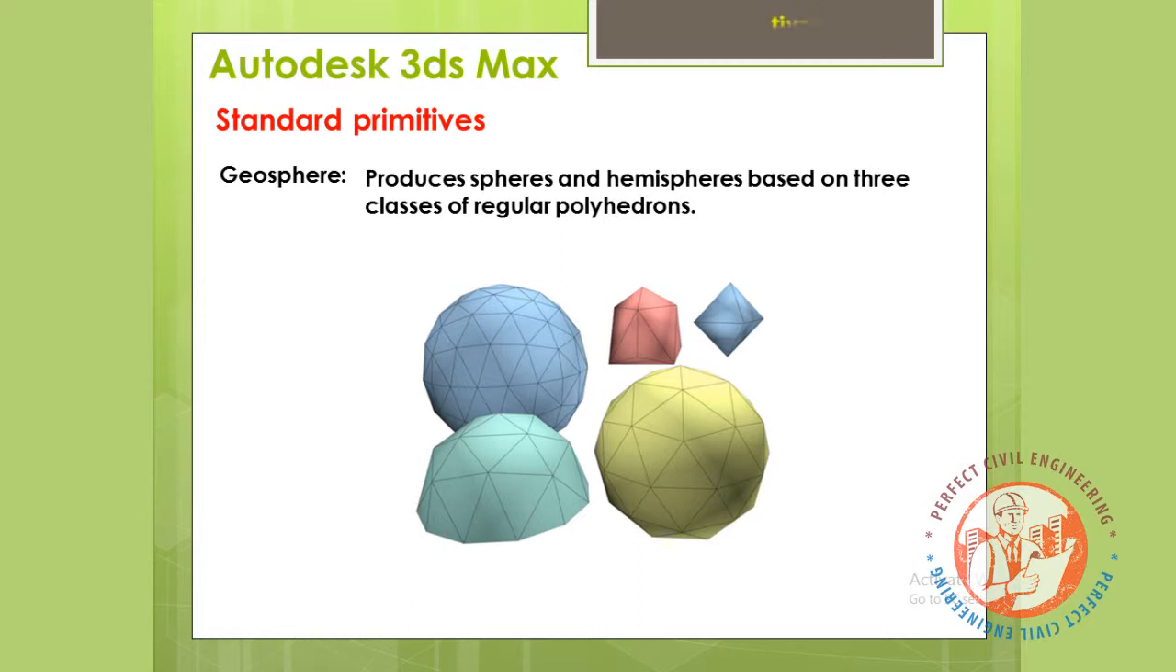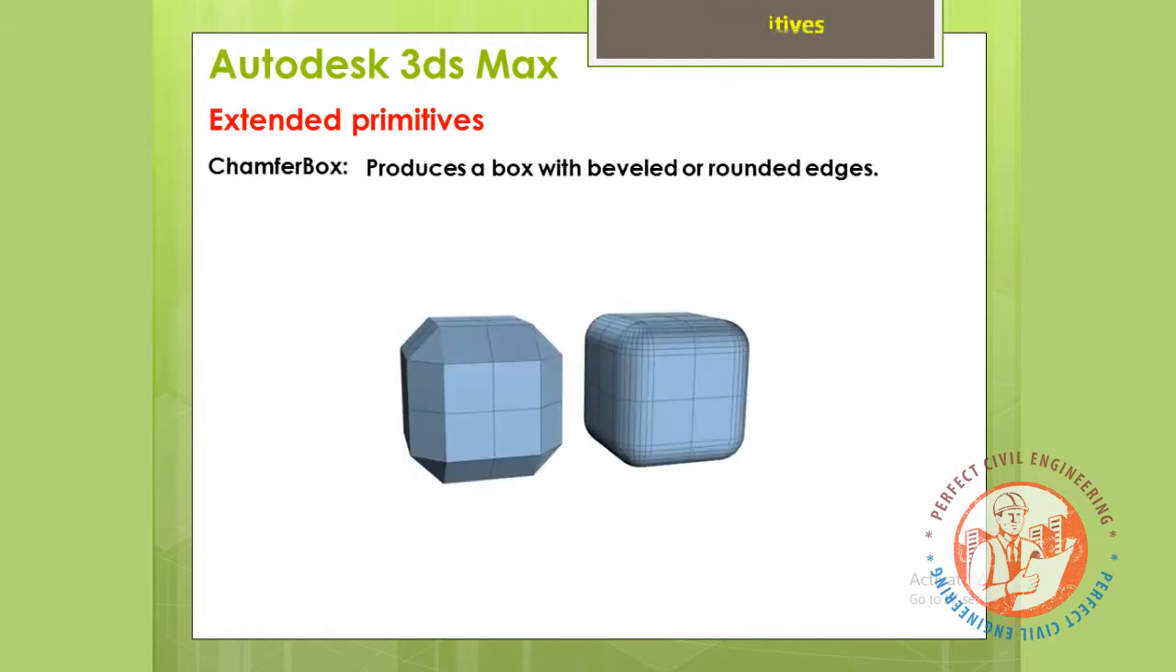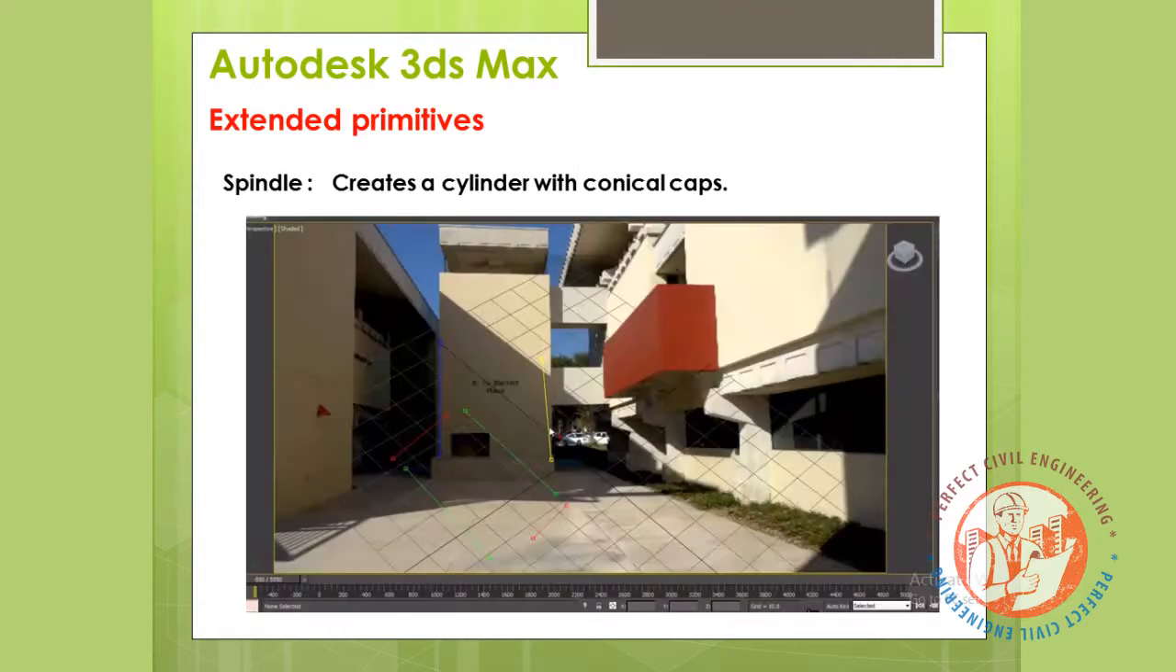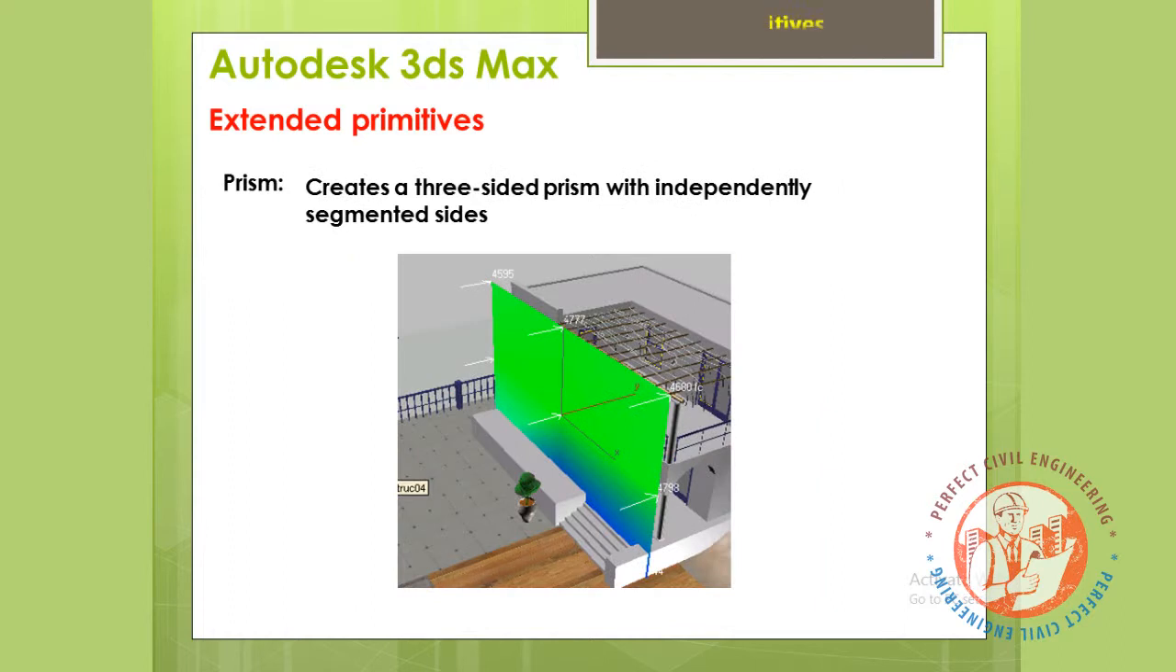Geosphere produces spheres and hemispheres based on 3 classes of regular polyhedrons. Hedra produces objects from several families of polyhedra. Chamfer box produces a box with beveled or rounded edges. Oil tank creates a cylinder with convex caps. Spindle creates a cylinder with conical caps. Gengon creates an extruded, regular-sided polygon with optionally filleted side edges. Prism creates a 3-sided prism with independently segmented sides.